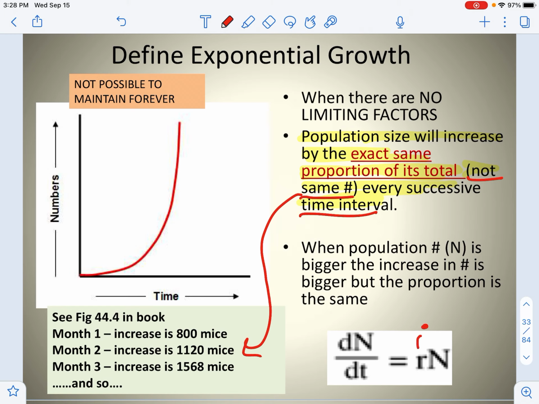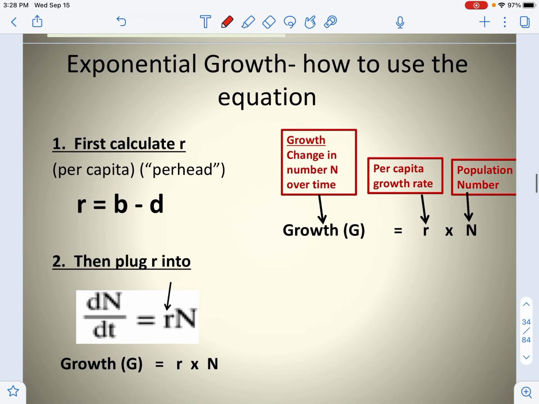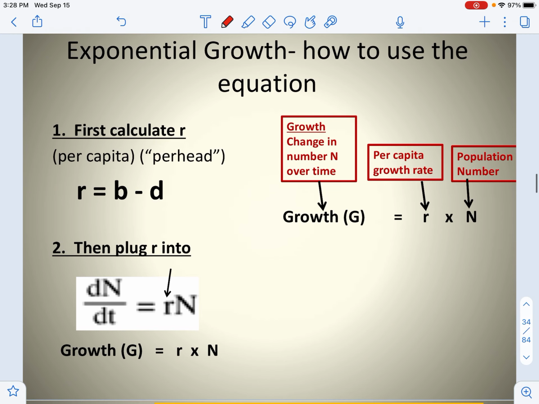So in this one, I think the rate, if I remember, was 0.4 for the mice, and so n is the number. So you can see that they're increasing by 0.4 each time. Well, you're not going to see it yet. I'll go over that in class, so don't worry about that right now. Just kind of note that definition of exponential growth, and I'll worry about the equation in class.